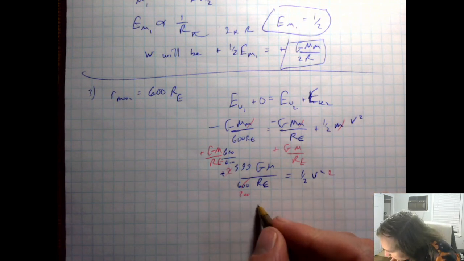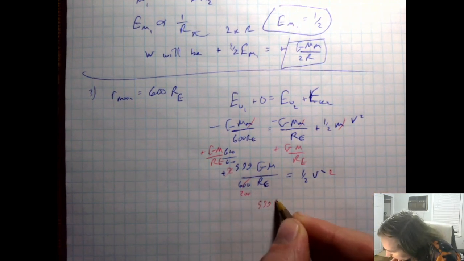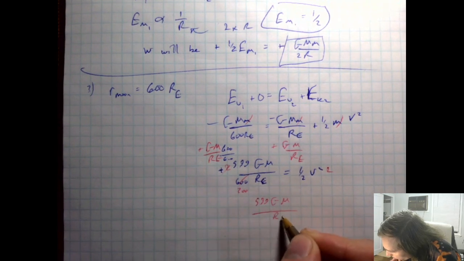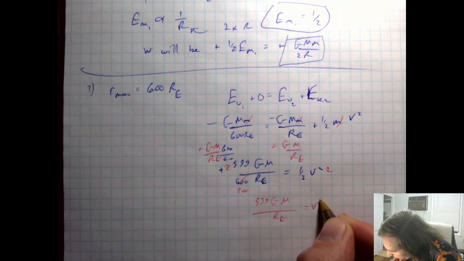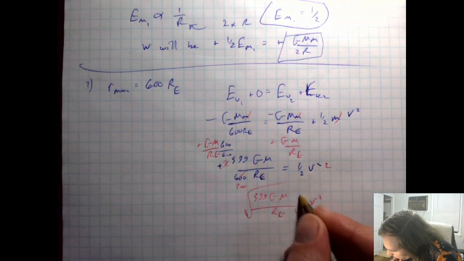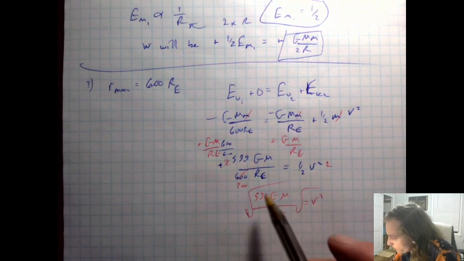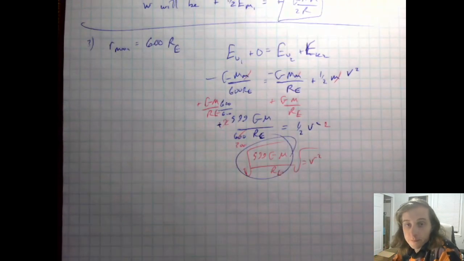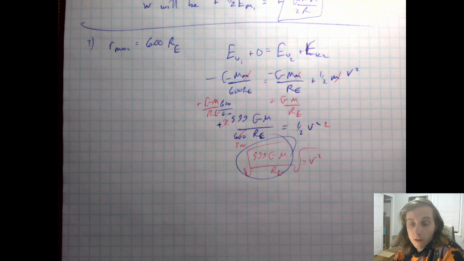Which will give us 599 gm over the radius of the Earth is equal to our velocity squared. Square root both sides, and we're done. Next one.